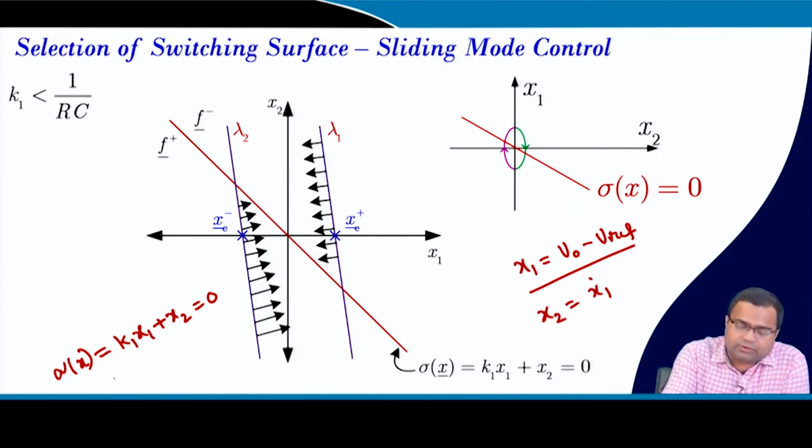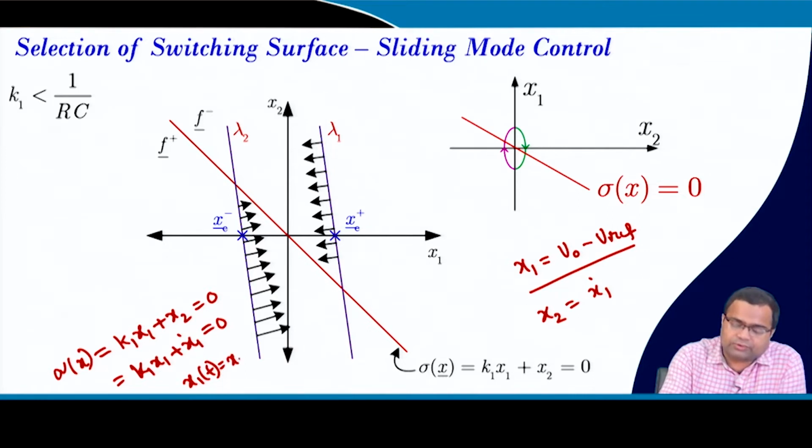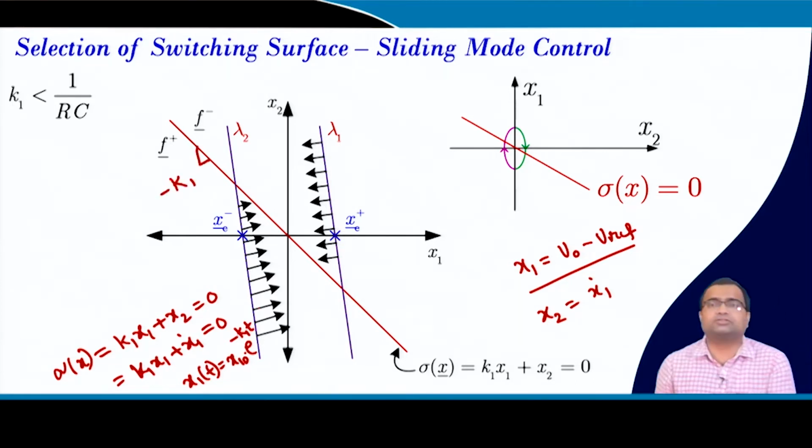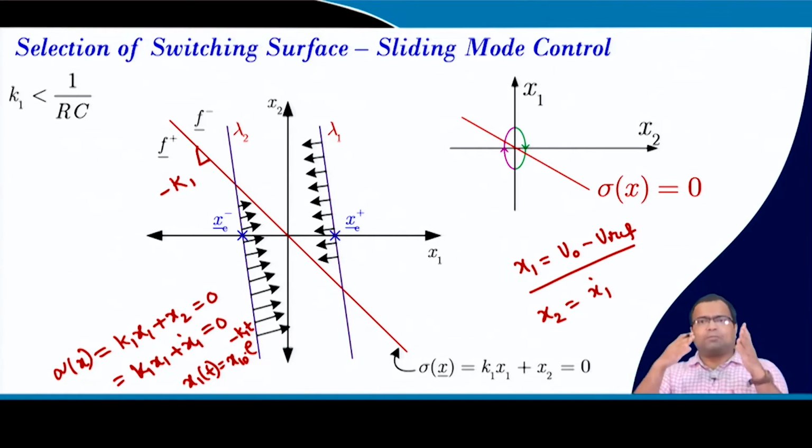Since x2 is equal to x1 dot, it will be k1 x1 plus x1 dot equal to 0. So, from here we can find x1 equals x1(0) times e to the power minus k1 t, where k1 is positive and here it is minus k1, the slope. We have discussed that for different values the slope can be higher or smaller. Here it is a smaller slope.